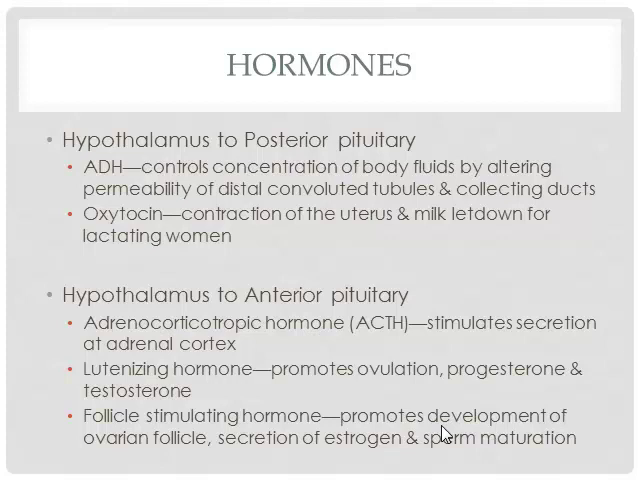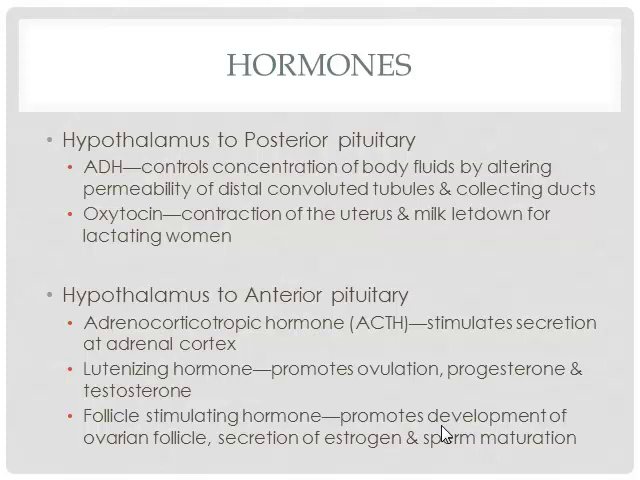That's going to control the levels of body fluids by altering the permeability at the kidneys, specifically at the distal convoluted tubules and the collecting ducts. Oxytocin is another hormone that's released by the posterior pituitary, and what it does is allow for contraction of the uterus during labor. It also allows for the milk letdown for females that are feeding their babies.